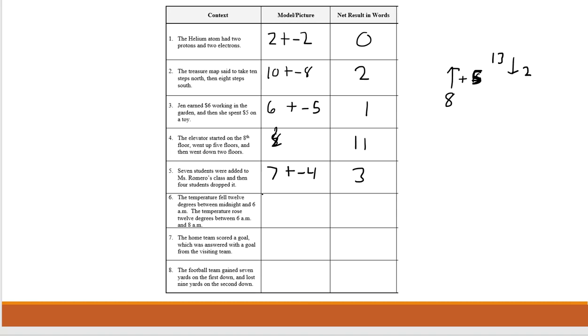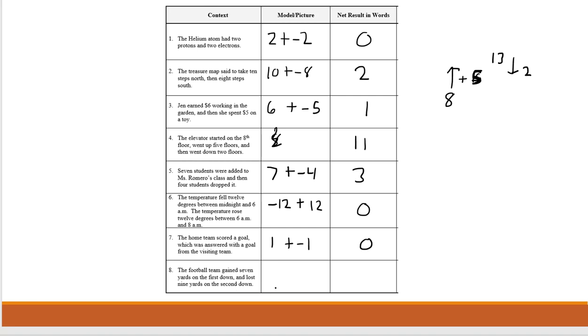The next one, the temperature fell 12 degrees between midnight and 6. So it fell 12. And then the temperature rose 12 degrees between 6 and 8. So the net change in temperature would be a 0. The next one, the home team scored a goal, okay, which was answered with a goal from the visiting team. So that net result would be 0.